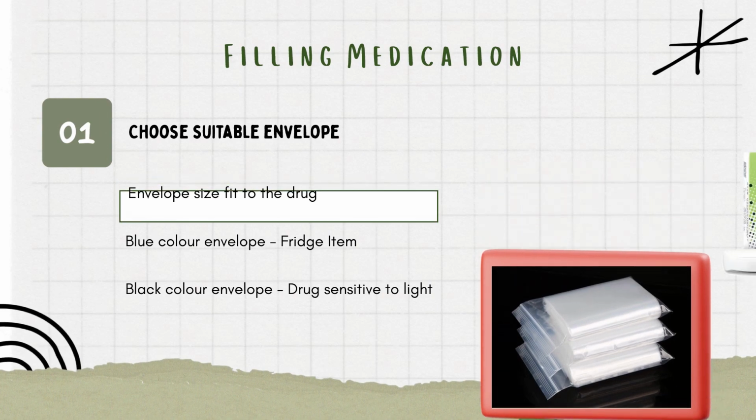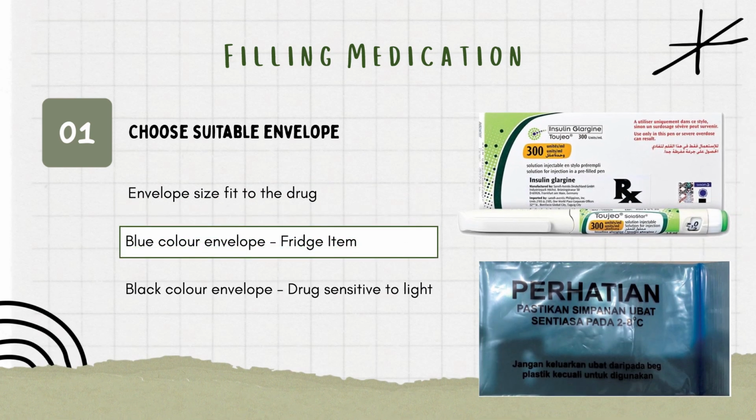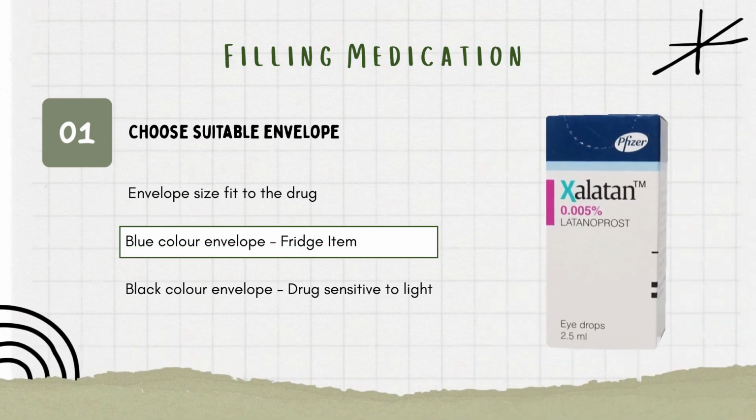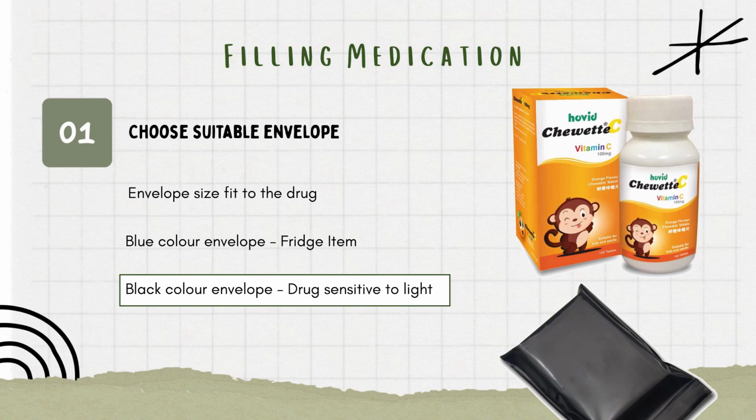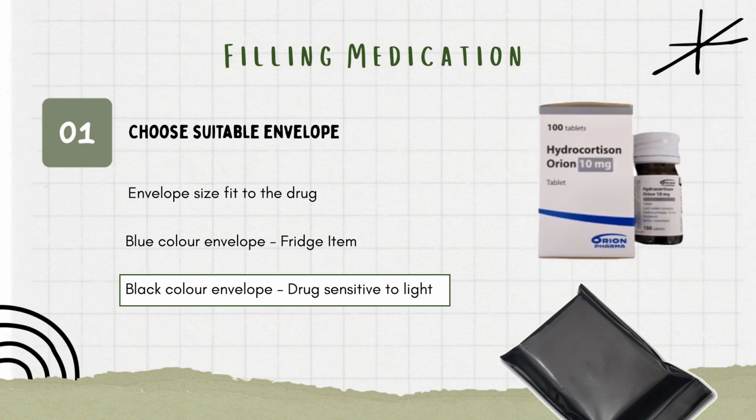Some of the fridge items such as insulins and Xalatan eye drop need to be filled into the blue color envelope. It is because these items need to be stored in the fridge. Then, the black color envelope will be used for drugs that are sensitive to light, to protect the drug from being exposed to the light. Examples of drugs include ascorbic acid, hydrocortisone tablet, and phenytoin capsule.